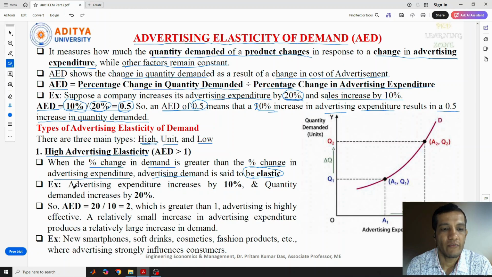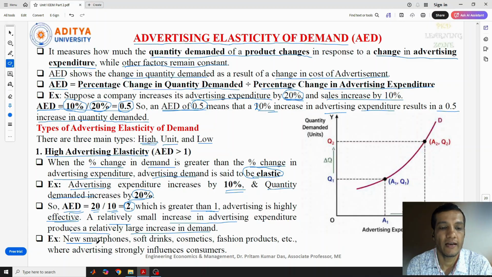Here again we'll take an example: advertising expenditure increased by 10% and quantity demanded increased by 20%. The numerator is 20 and the denominator is 10, so we get a value of 2. Here the AED value is 2, which is greater than 1, so we can say the advertising is very effective. This is called high advertising elastic demand. A relatively small increase in advertising expenditure produces a relatively large increase in demand. If you invest a little bit more in advertising, that may give you a better quantity demanded.